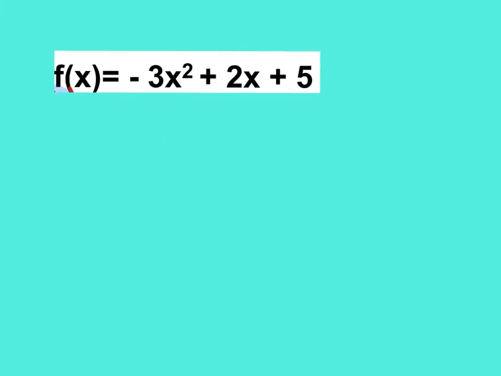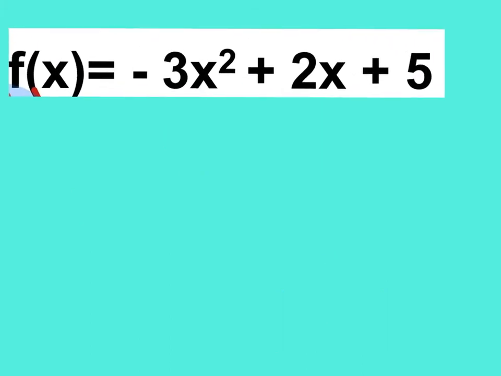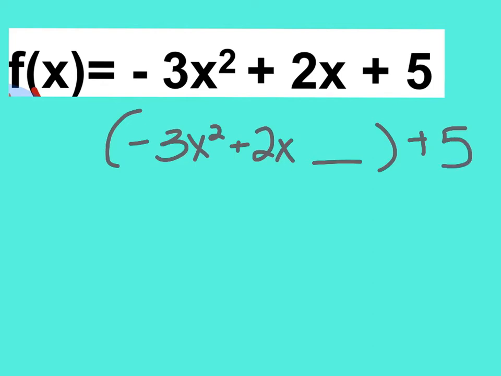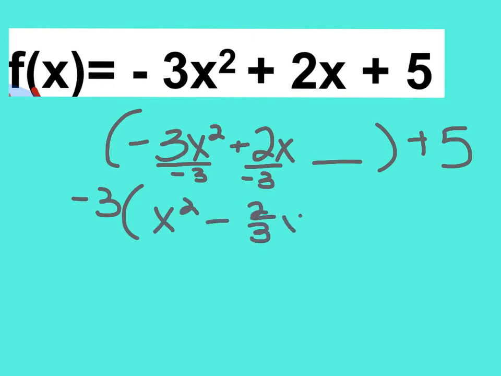The first thing you got to do is group the first two terms together. So negative 3x squared plus 2x, leave that space, plus 5 goes to the outside. If there's a number on the front, I've got to take it out. So that I get negative 3 on the outside, which means I divide both this and this by negative 3. And I get x squared minus 2/3 x, leave the space, plus 5.